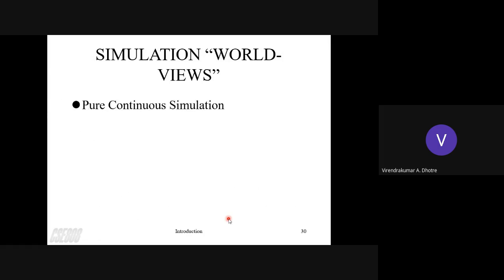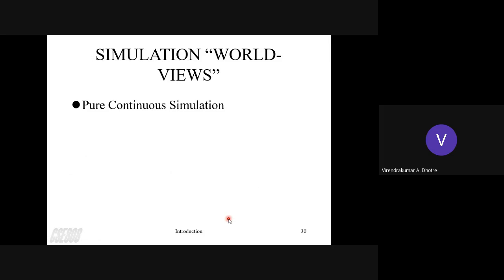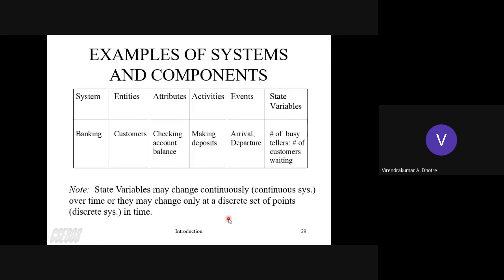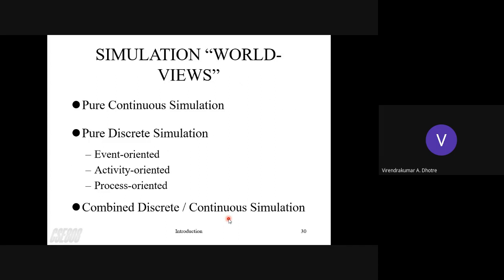Simulation views are purely discrete, where we can say it is event oriented, activity oriented, process oriented, as I said here. Event oriented based on the arrival and departure, activity oriented based on making deposits and withdrawing money. Attribute oriented, like checking account balance, withdrawing money, depositing money, applying for a loan, reimbursement of loan. And one can be continuous, or combined discrete and continuous simulation. So this is how we can go for a mathematical model.